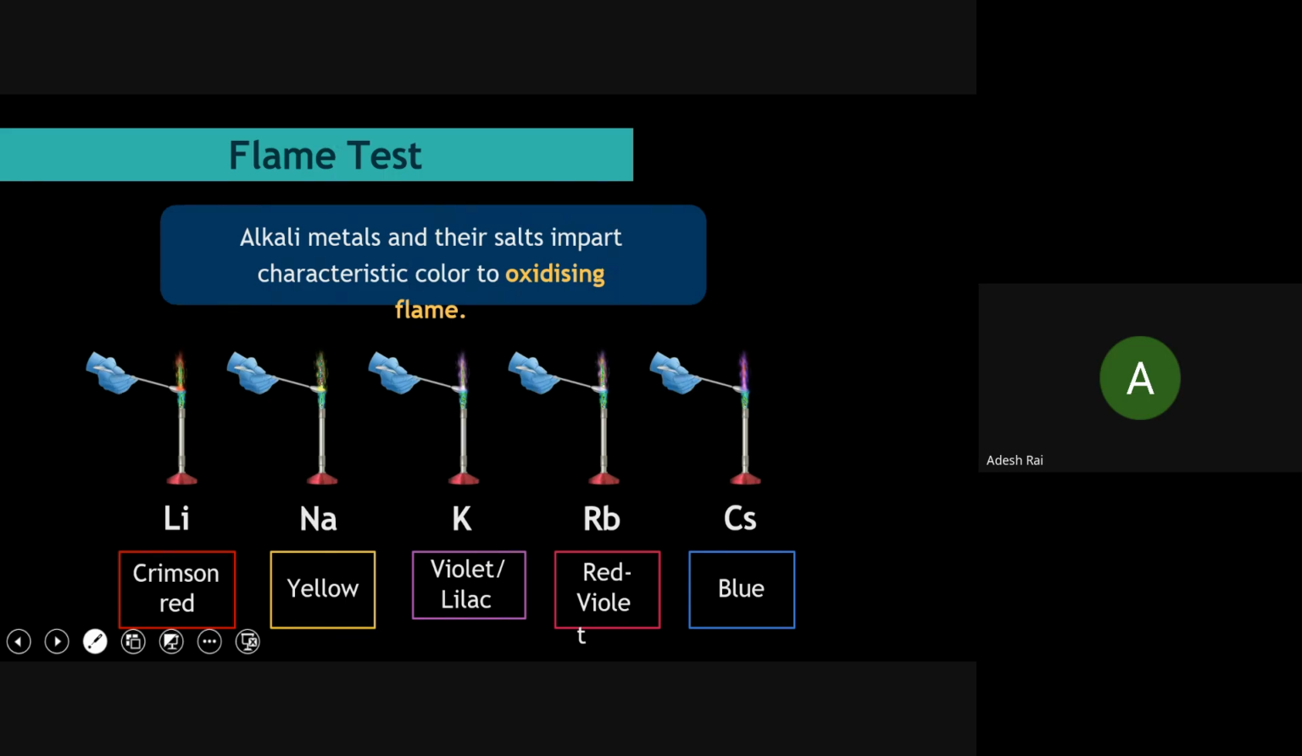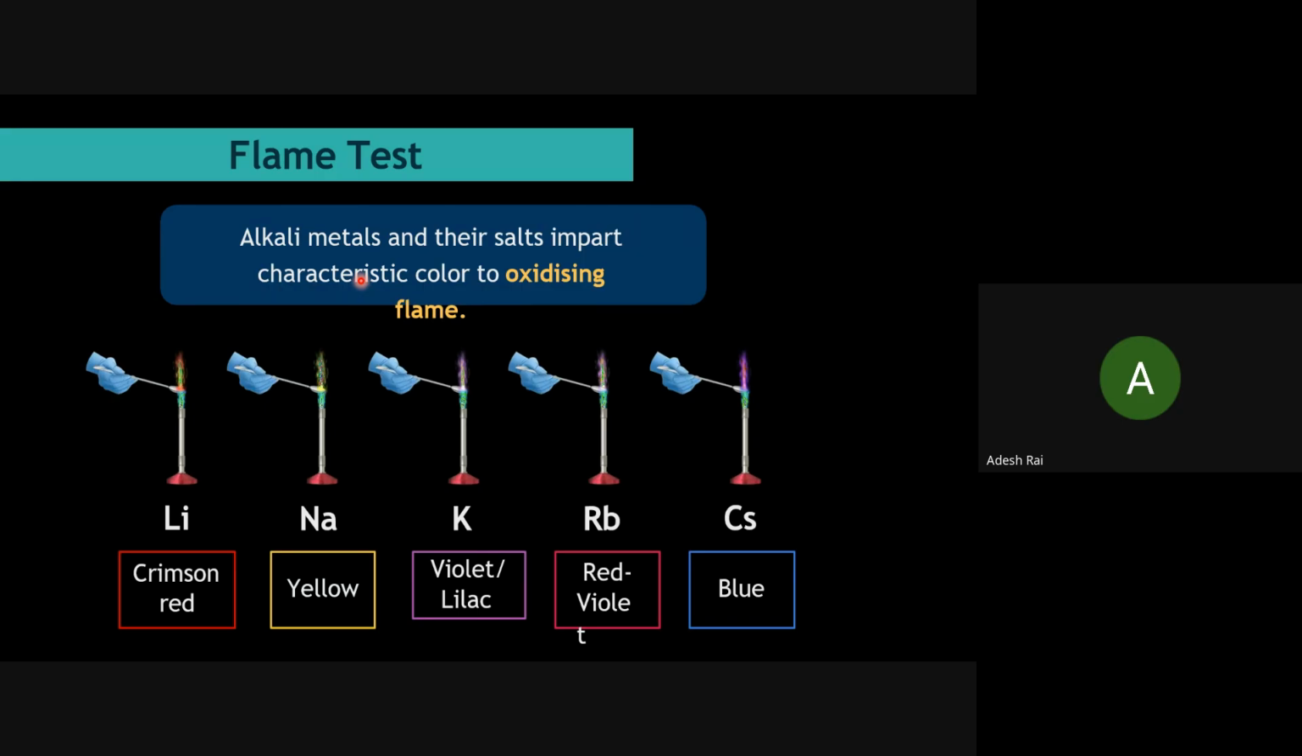Flame test. Alkali metals have one electron in the valence shell. So what happens when you heat them? In the flame test, we heat the metals. Alkali metals and their salts impart characteristic color to the oxidizing flame. When we heat them, the valence electron gets excited, meaning its energy increases. And on de-excitation, what happens? It releases energy.